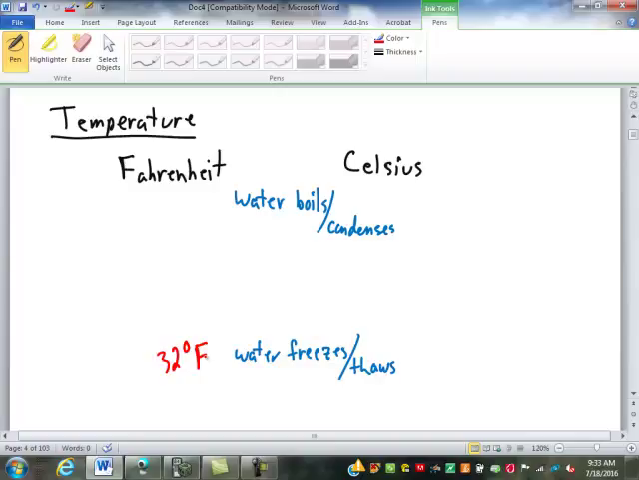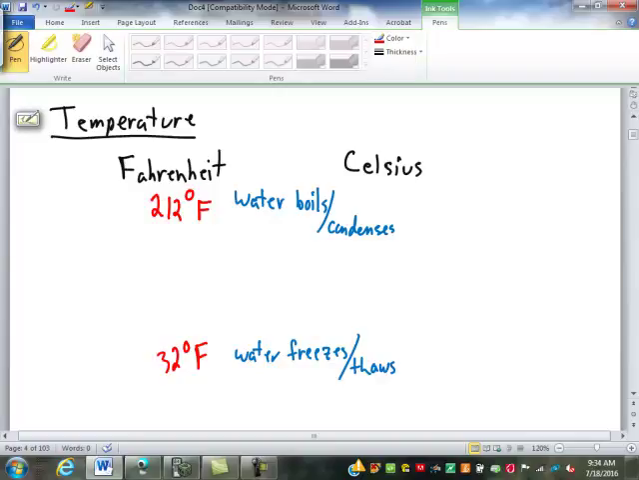In the Fahrenheit scale, what temperature does water boil? Anybody? At standard atmospheric pressure, it boils at 212 degrees Fahrenheit. So, water will turn to steam at 212 degrees, or the other side of that is steam will condense back into water at 212 degrees.